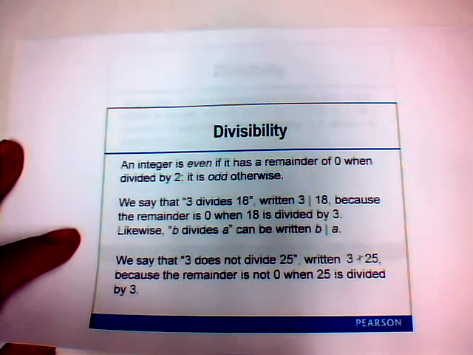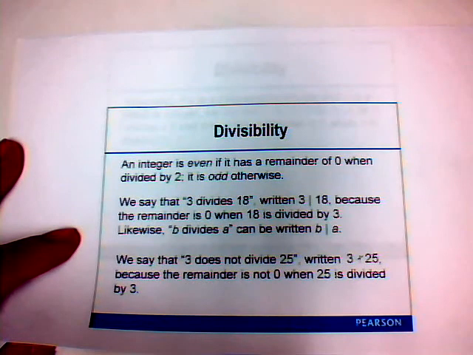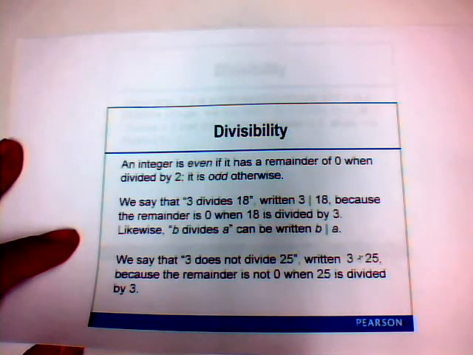An integer is even if its remainder is 0. So an even number means that the integer, when it's divided by 2, will give you a remainder of 0. Otherwise, it's odd.